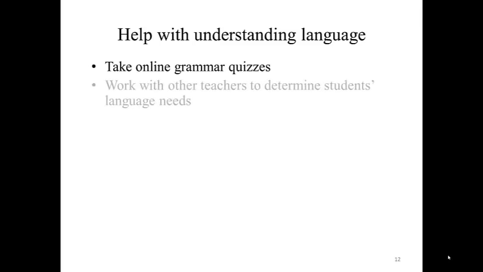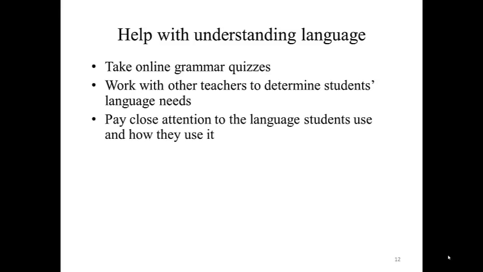There are some other hints that will help you as a teacher continue to understand and develop your understanding of language. Here are some ideas. First, you can take online grammar quizzes or use grammar books and other resources to help become more familiar with how to teach grammar of English. Work with other teachers to determine what students' language needs are and who will help teach them.